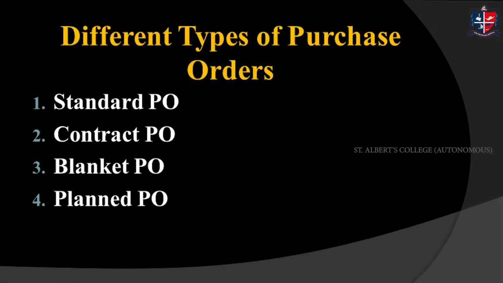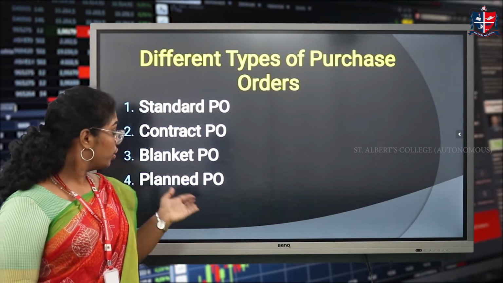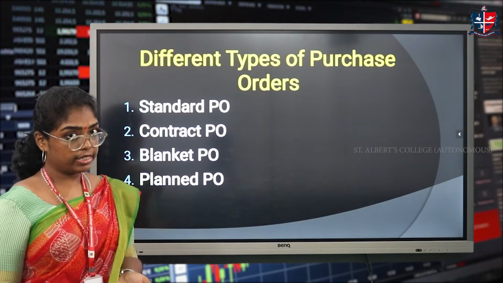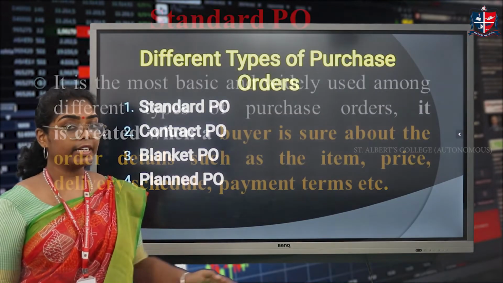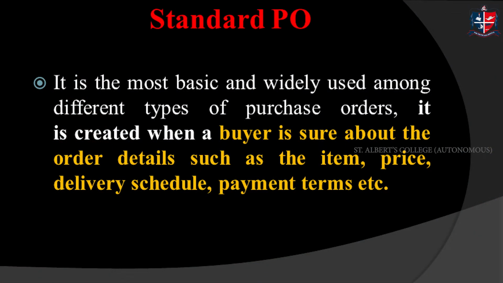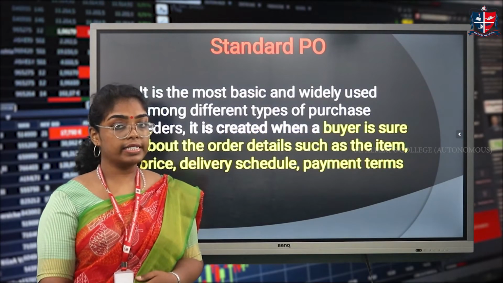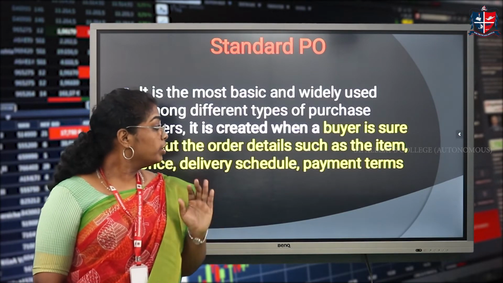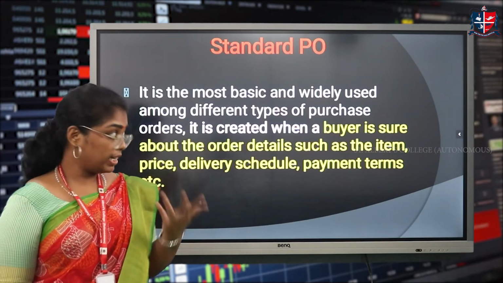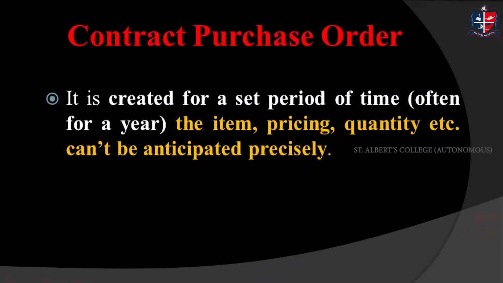Now, there are different types of purchase orders issued. Noting some of them, they can be standard purchase order, contract purchase order, blanket purchase order, and planned purchase order. The first one is the standard purchase order. It is the basic and widely used purchase order. Here, there will be certainty regarding the name of the item, quantity, delivery schedule, terms and conditions, price, etc.